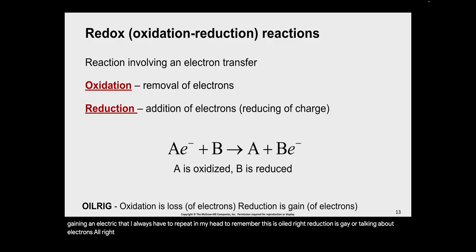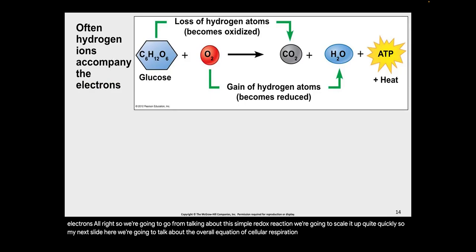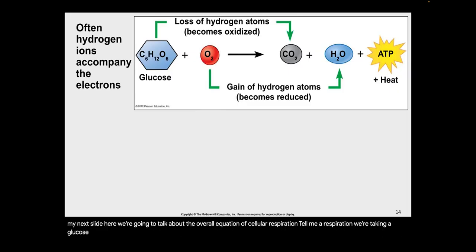All right, so we're going to go from talking about this simple redox reaction. We're going to scale it up quite quickly. So my next slide here, we're going to talk about the overall equation of cellular respiration. All right, so in cellular respiration, we're taking a glucose molecule and an oxygen molecule, and we're turning it into CO2, water, and ATP.